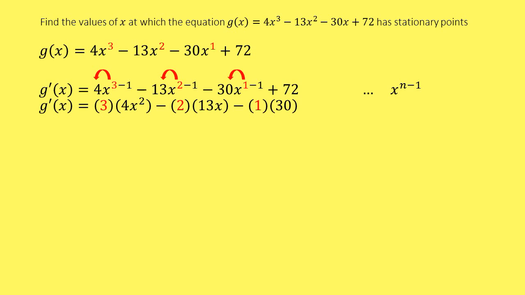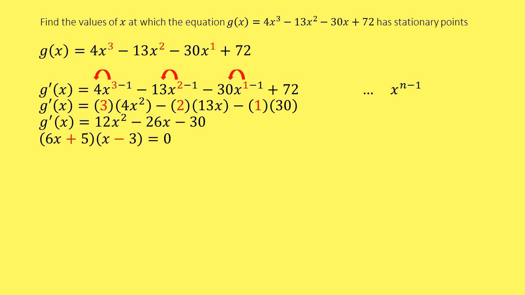You will notice here that the 72 has disappeared, and that is because the x was to the power of 0, and 0 multiplied by 72 leaves us with 0. When we multiply out the brackets, we end up with 12x squared minus 26x minus 30. In order to find the stationary points, we must solve this quadratic equation for x.